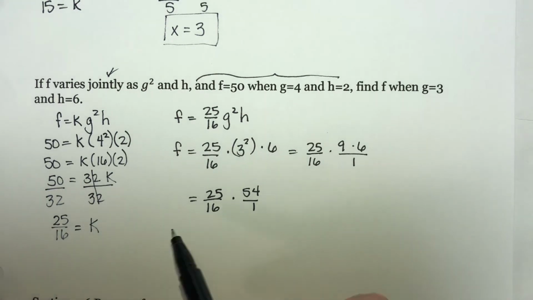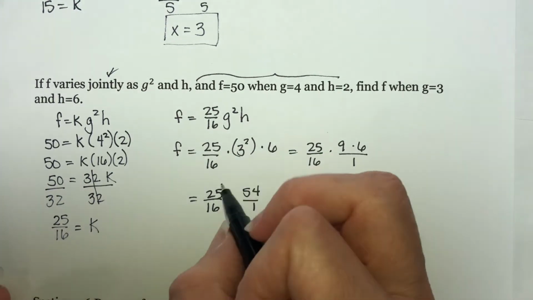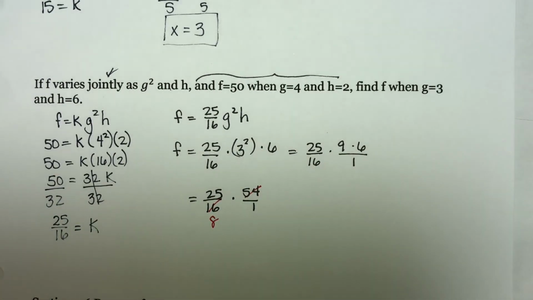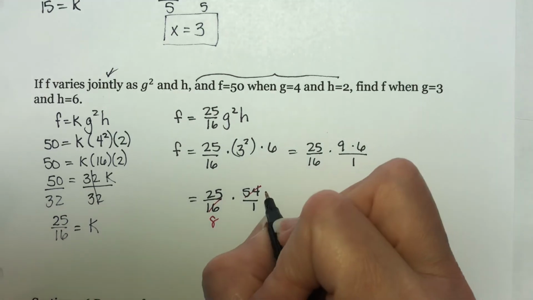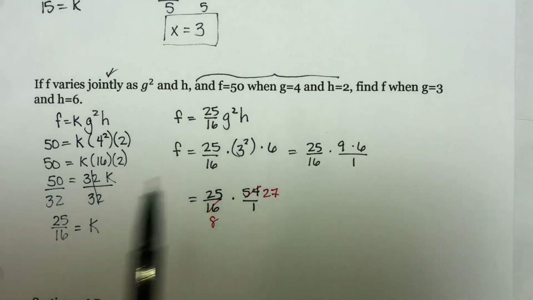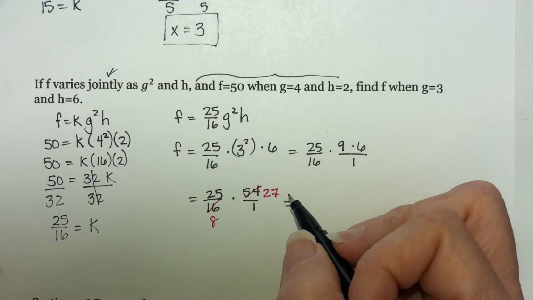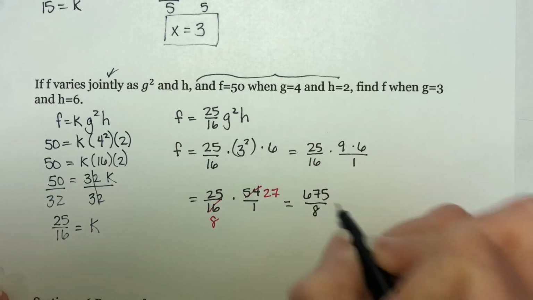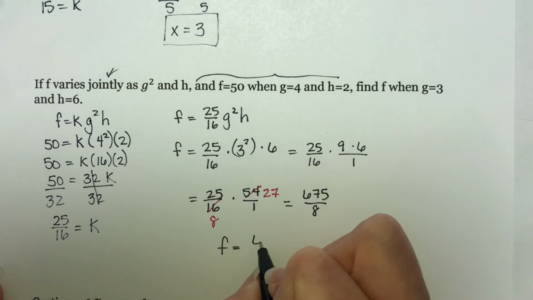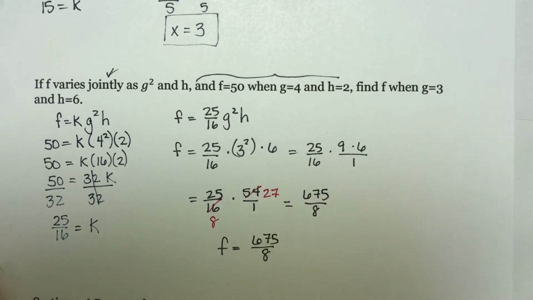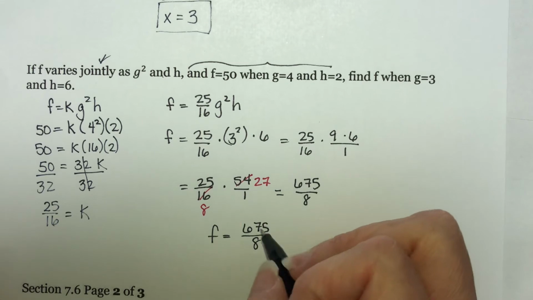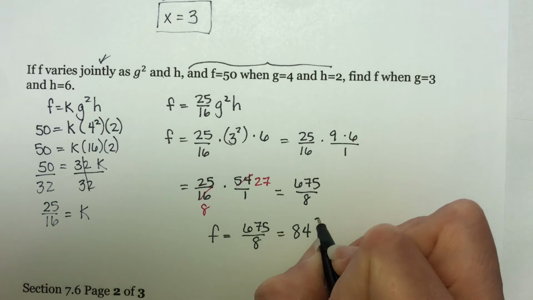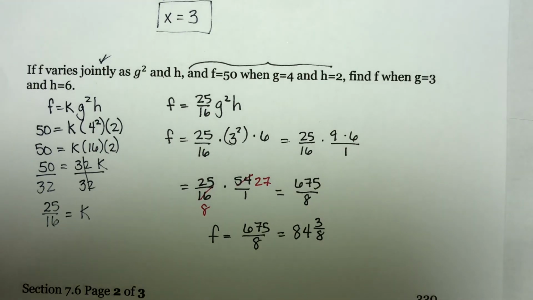All right, both of these are divisible by 2. So if I divide this by 2, I get an 8. If I divide 54 by 2, I get 27. Now I'll multiply straight across. 25 times 27 is 675 over 8. So your f value, which is what we're looking for, is 675 over 8. And if they ask you to write this as a mixed number, you would just do the division and you would get 84 and 3/8 as your answer.